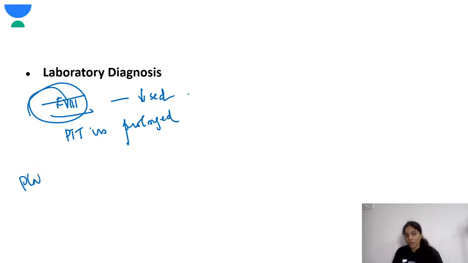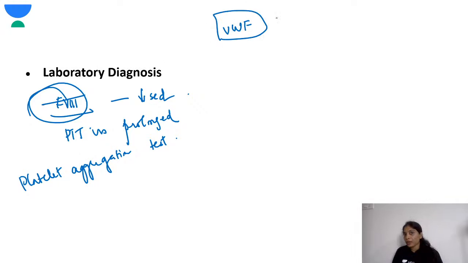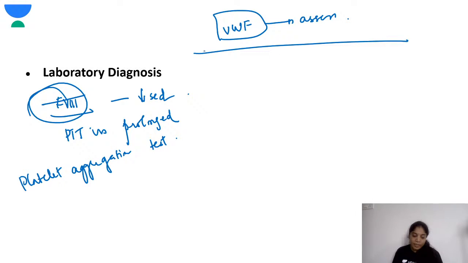Platelet aggregation test. Yesterday I told you that instead of the bleeding time, I now prefer the platelet aggregation test. There are various other tests you have to remember in von Willebrand disease. One is the von Willebrand factor level, which you have to assess. Then the von Willebrand factor activity to antigen ratio, the factor 8 level, and the multimer distribution.